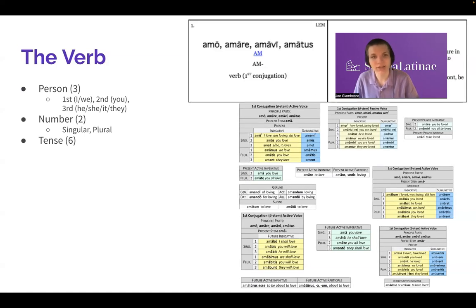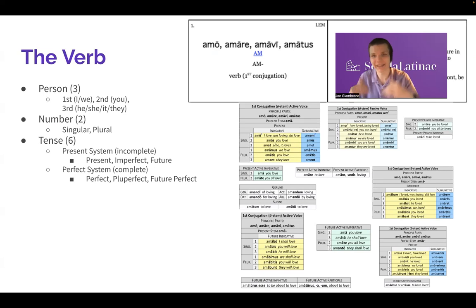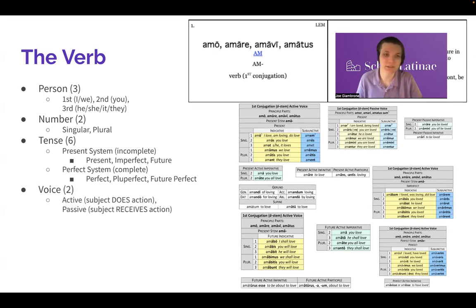And then our tense, there's three present system tenses, which are incomplete actions. So we have present is happening now, imperfect was happening, and future will happen. And then our three perfect system, which means they're completed. There's perfect has happened, pluperfect had happened before that, and future perfect will have happened before something else will. Voice just means whether you are actively doing something or you are passively receiving an action.